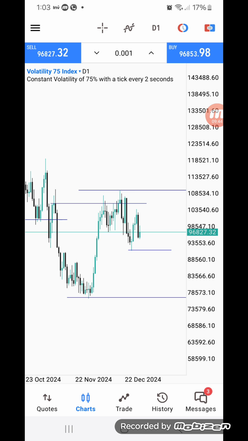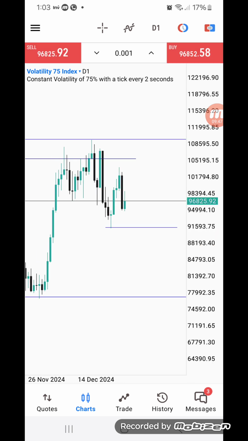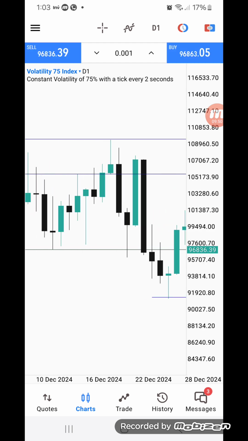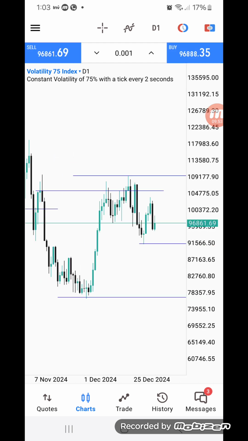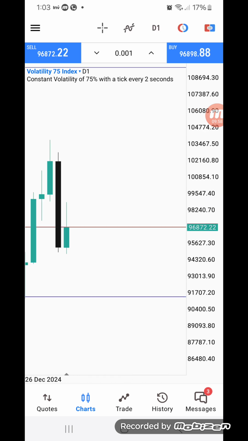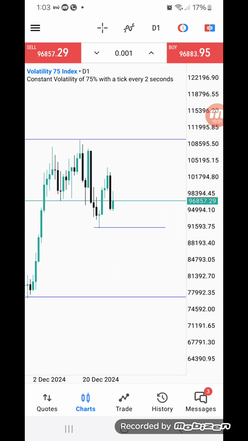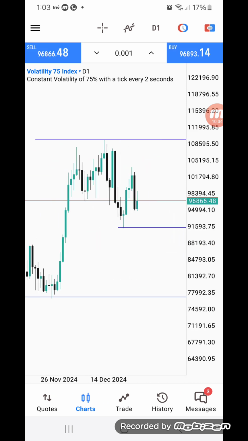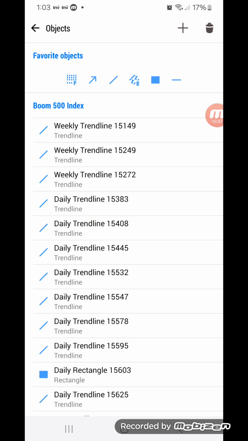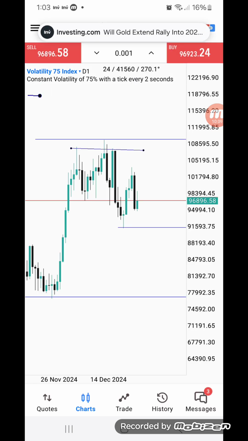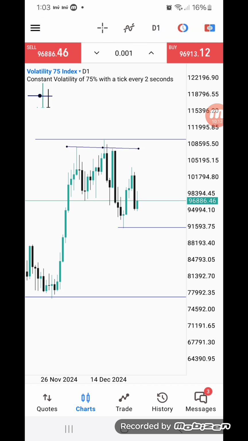So on the daily time frame, if we zoom in clearly, what else can we see? Let me remove the rejection area so that we get a clean chart. On the daily time frame, what else can you see? There is a wipe of liquidity. You can see on this area here, this is a very clean wipe of liquidity. Let me show you using my arrow. This one is a clean wipe of liquidity.